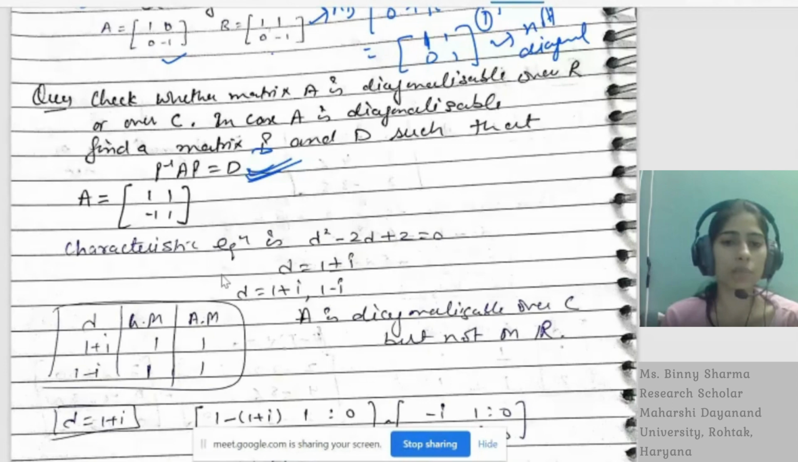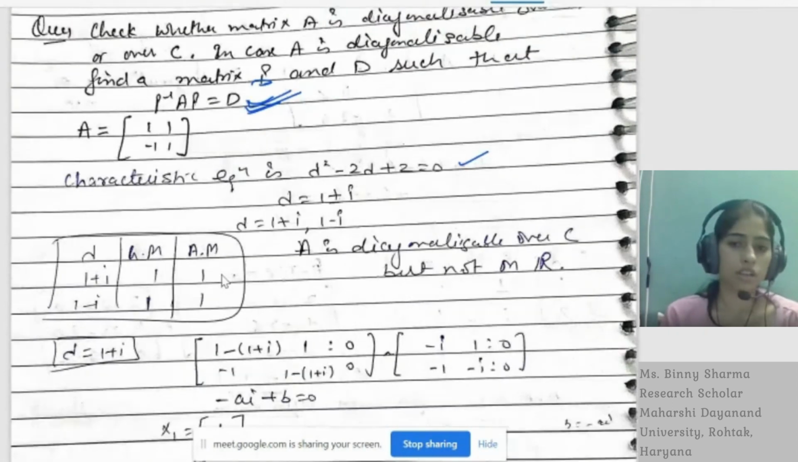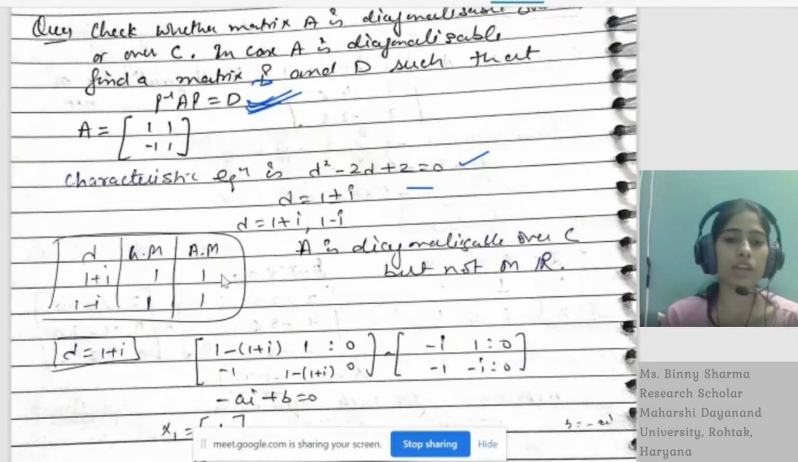We just apply the characteristic equation formula of a 2 cross 2 matrix, that is lambda square minus 2 lambda plus 2 equals 0, and lambda is 1 plus iota and 1 minus iota. We make the AM-GM table. The algebraic multiplicity of both eigenvalues is 1 and 1. So the geometric multiplicity will also be 1 and 1.